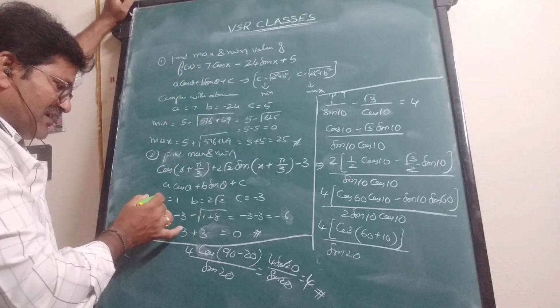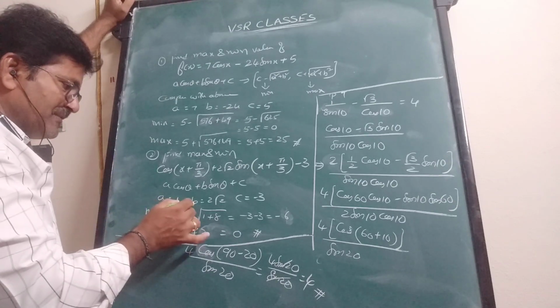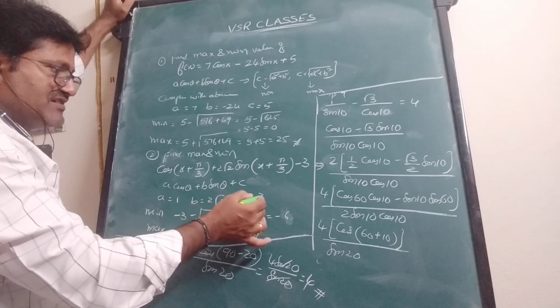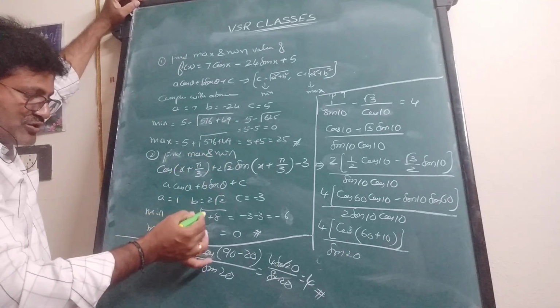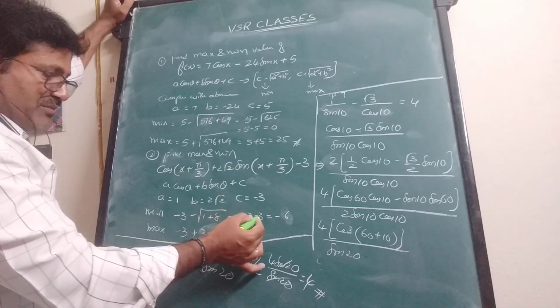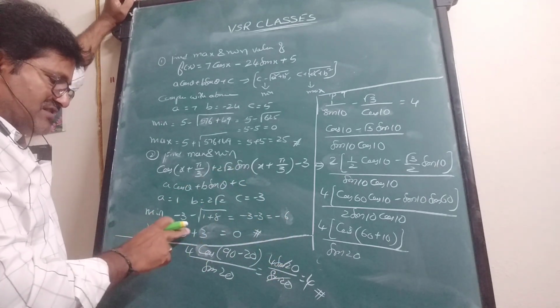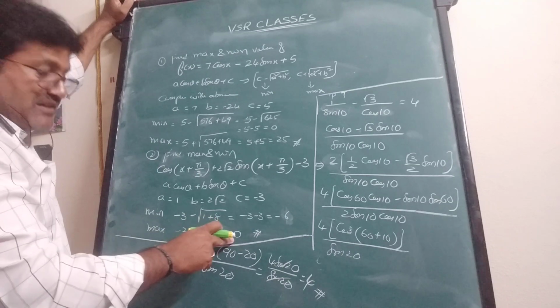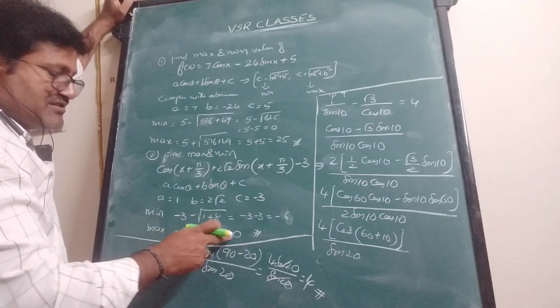Now compare with this. A value is 1. Nothing is there means 1 will be there always. B is equal to 2 root 2 and C is equal to minus 3. And go for substitution. Minimum is minus 3 minus root over 1 plus 8. That is minus 3 minus 3, it becomes minus 6. Maximum will be minus 3 plus 3. Minus 3 plus 3 goes to 0. So the minimum is minus 6 and the maximum is 0.